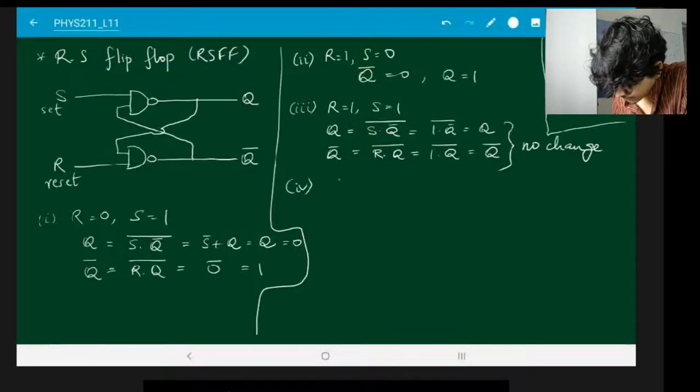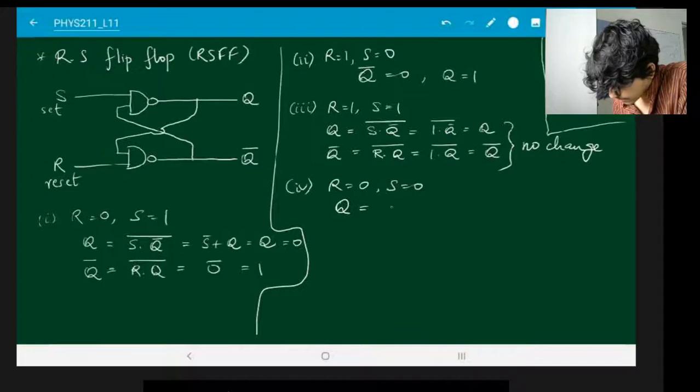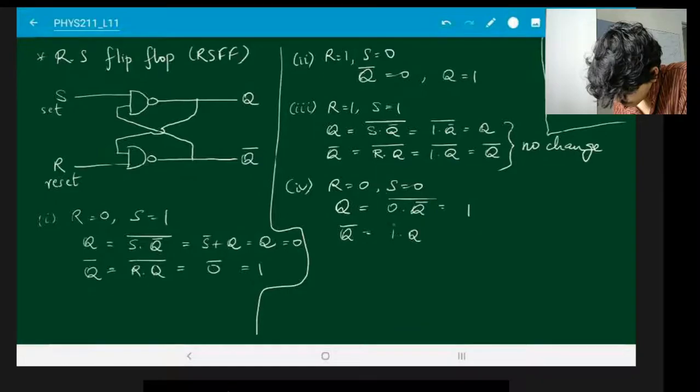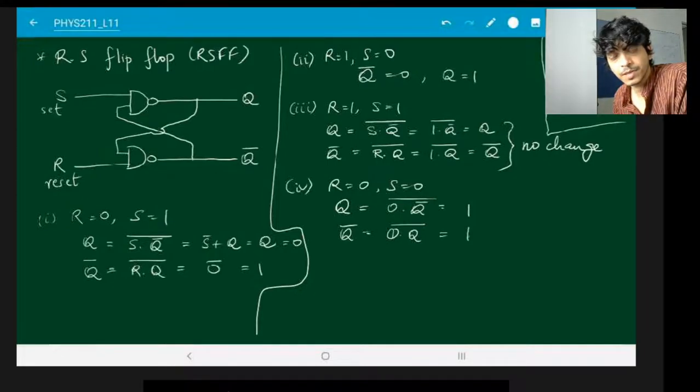And then if you take the fourth case, which is R and S both equal to 0, then what you will find is that Q is 0 and Q bar bar is 1, and Q bar is 1 and Q. Oh, sorry, not 1. 0, and Q bar is also 1. But this is strange because you would expect Q and Q bar to be opposite. You don't want them to be the same. So this is an undesired state.